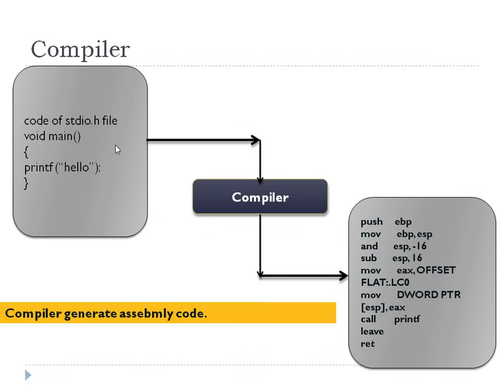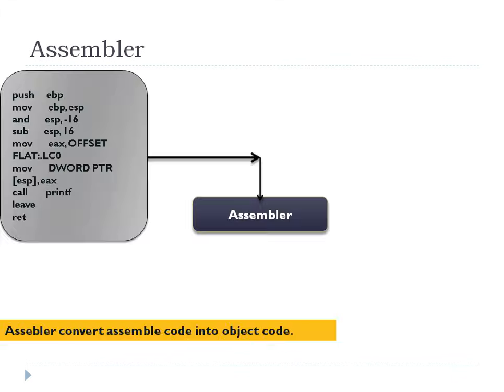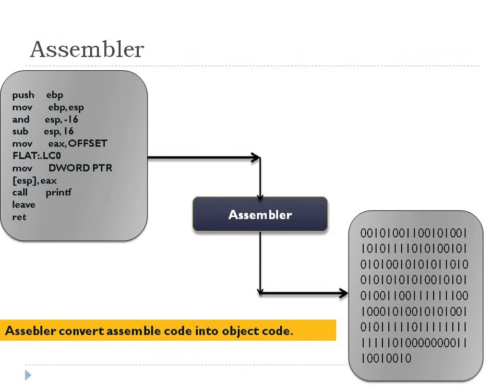Now the next step, our assembler. Our assembler converts this assembly code into pure binary code, pure machine language. That language is your 0110 language, and this code is also known as object code. So the assembler converts assembly code into the object code.